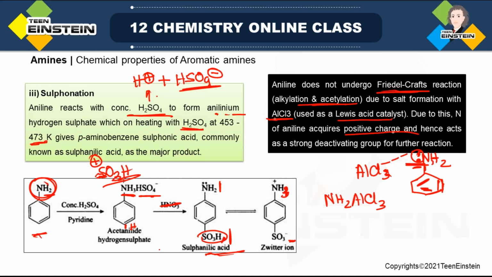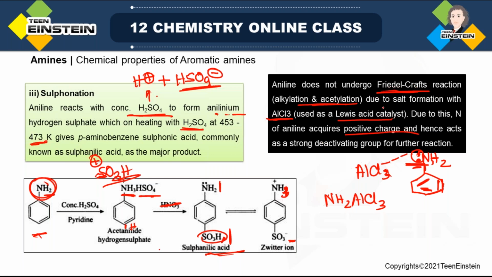So you cannot avoid AlCl3 in Friedel-Crafts; you have to use it. But when you use it, the problem is that some positive charge is generated over the nitrogen in the aniline molecule, and that is the reason we ultimately cannot do this reaction.